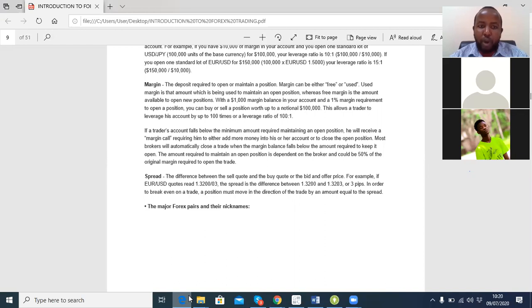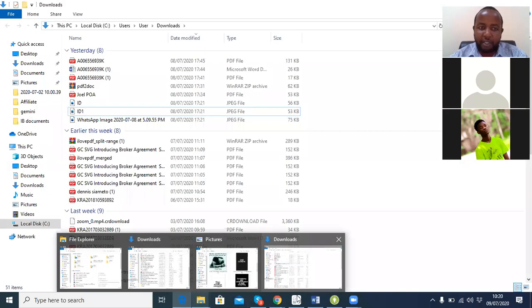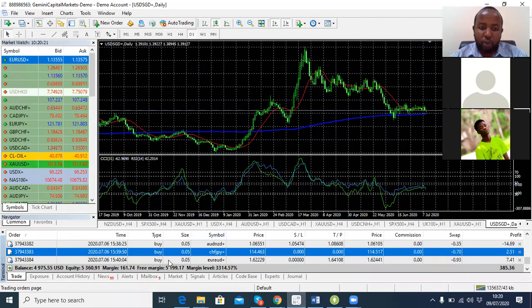So for me to know how much margin I have left, this is what I'll do. I'll go to free margin. Free margin is this one. I hope you can see. Free margin is this one.